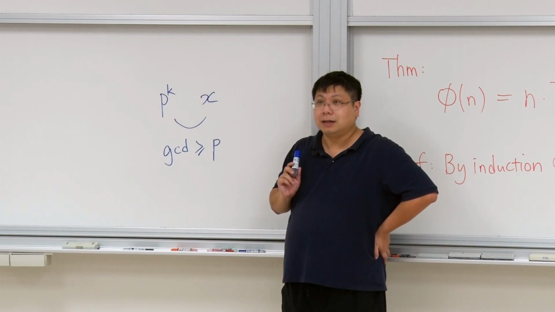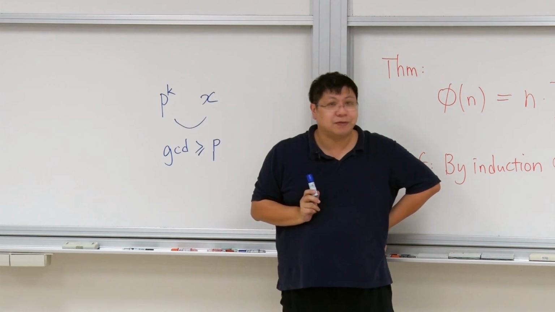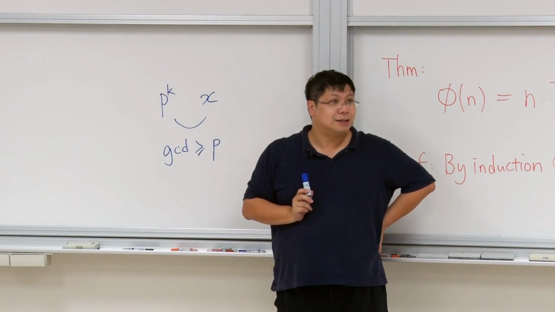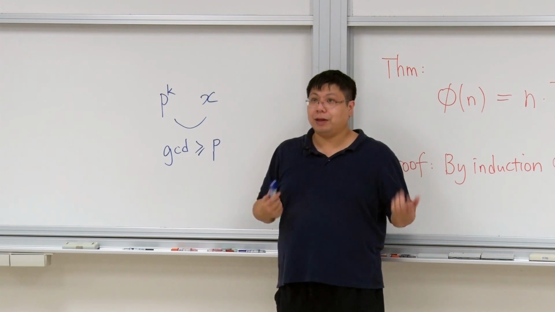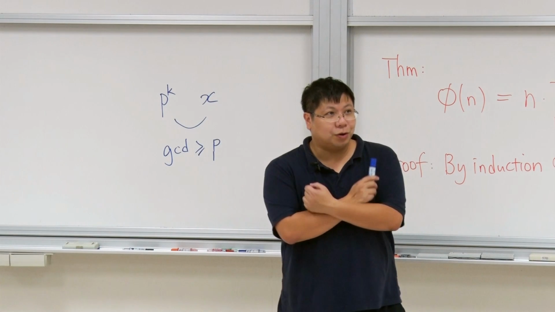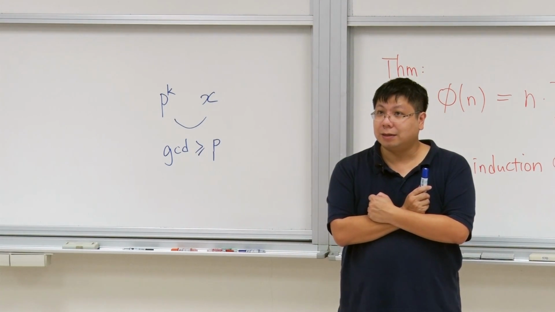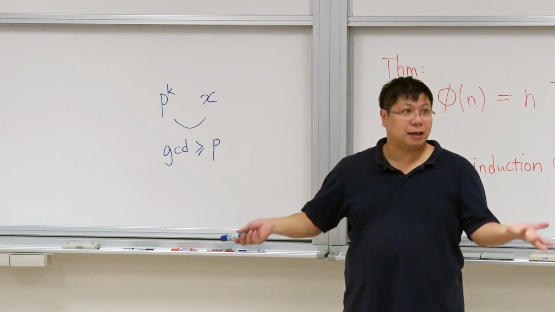On the other hand, if the GCD is greater than or equal to p, then x is going to be divisible by p, right? So this is actually an if and only if condition. So the numbers that are not co-prime will be those numbers divisible by p. Okay, how many numbers are there divisible by p?